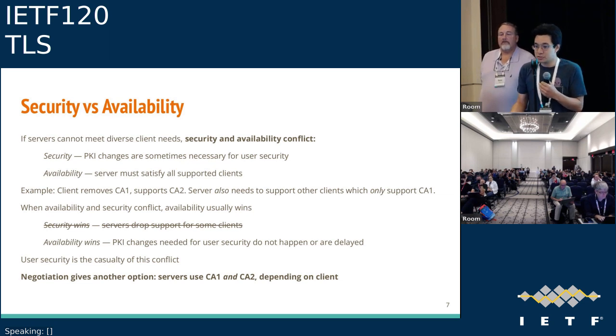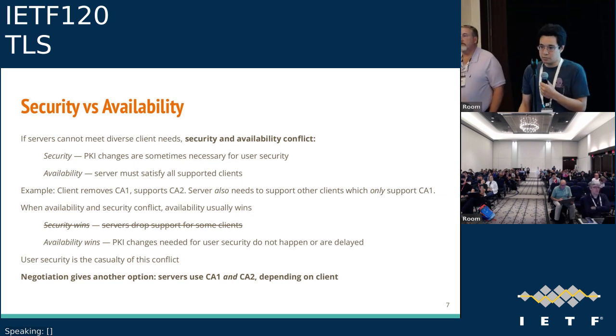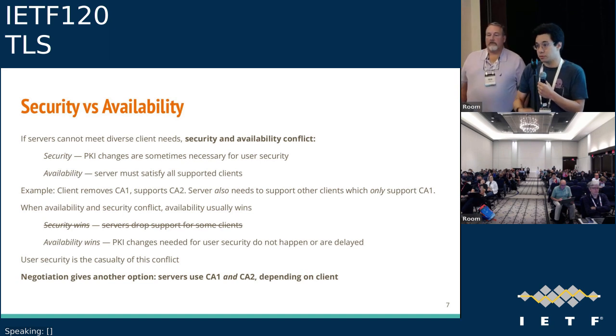All right, so all of this is why the ecosystems vary a lot, but somehow the servers need to deal with it. So what happens if the servers can't deal with it? When that happens, we have a conflict between security and availability. On the security side, we need to be able to change the PKI as needed to meet user security needs. But at the same time, the server's goal is to satisfy all of its supported clients.